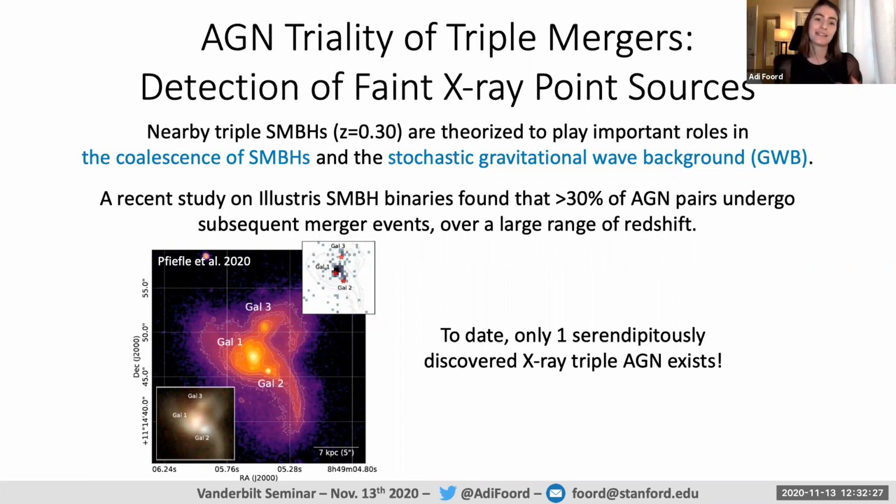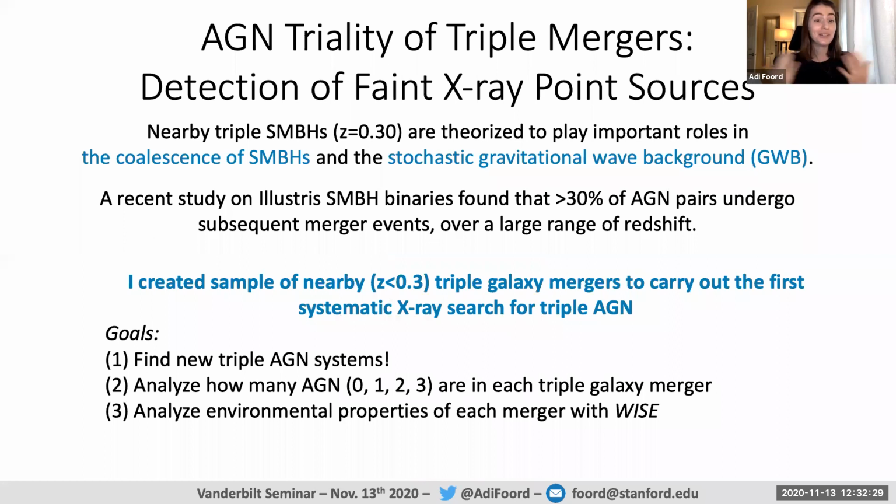So all of this motivated me to create a sample of nearby triple galaxy mergers to carry out the first systematic X-ray search for triple AGN. Although the larger goal was definitely to find more triple AGN, these are rare and exciting systems. More importantly, I was interested in measuring how many AGN each triple merger had and seeing if those numbers connected to environmental properties as measured in the IR emission by the WISE telescope.